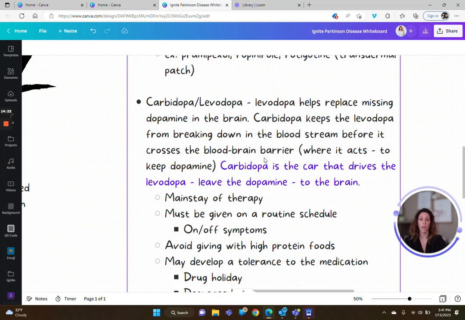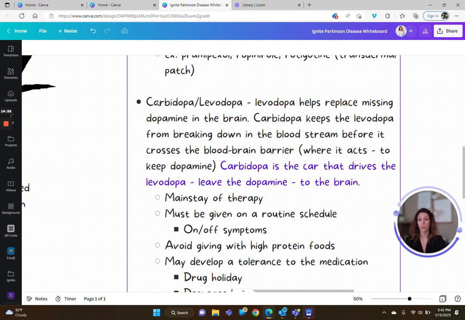Sometimes medications will be in the bloodstream, and then, specifically this one, by the time it gets to the blood-brain barrier and crosses over, it may have been used up and it may not work. So we need something to help it get across the blood-brain barrier. So levodopa leaves the dopamine in, and carbidopa is the car that drives the levodopa to the brain. So that's how you remember that. Those are always given together. They're prescribed together.